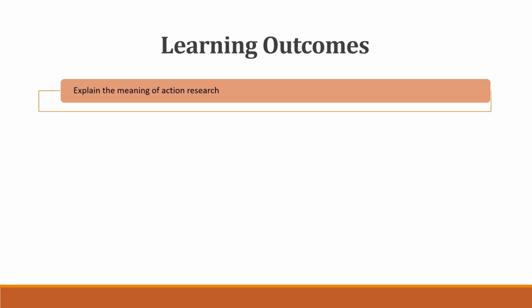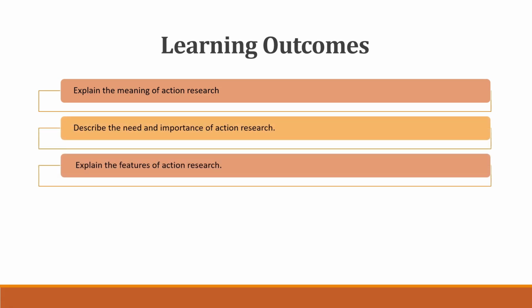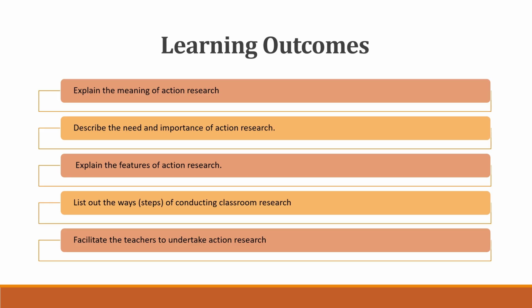When we think over a topic, the main thing is the learning outcomes. The learning outcomes you will get through this video are: explain the meaning of action research, describe the need and importance of action research, explain the features of action research, list out the steps of conducting classroom research, and facilitate teachers to undertake action research.